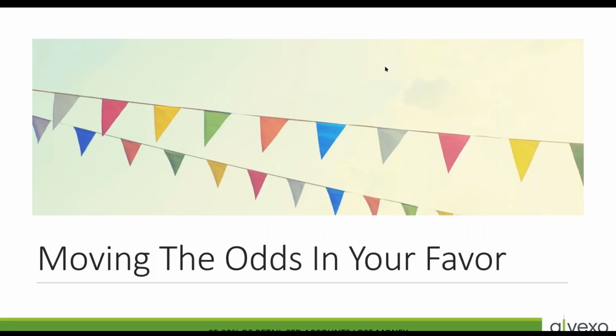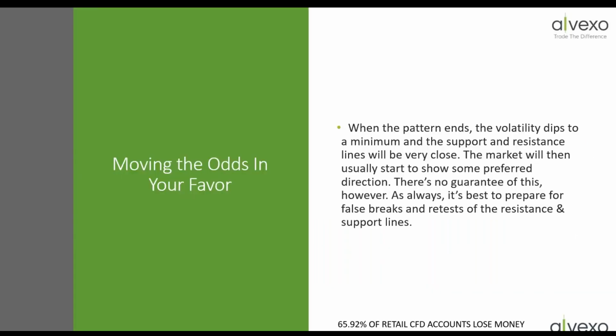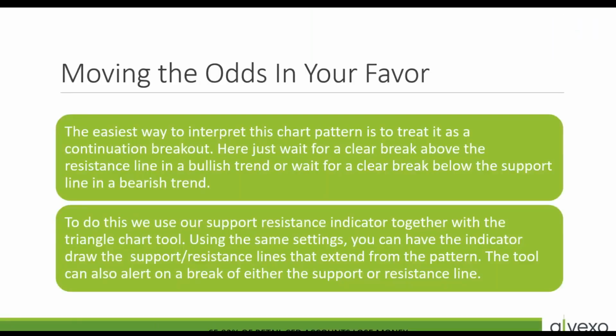So how do you move the odds in your favor? A couple things happen. When the pattern ends, the volatility dips to a minimum and the support and resistance lines will be very close. The market will then usually start to show some preferred direction. That's the breakout. But there's no guarantee of this. As always, it's best to prepare for false breakouts and retests.